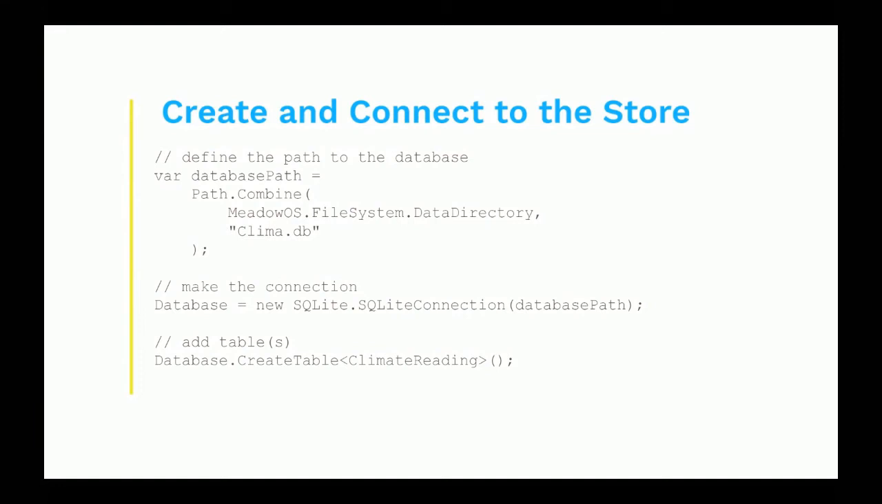Now let's take a look at the next step we talked about, creating and connecting to the store. You can see here that we create a database path and then pass that into a SQLite connection object that returns a database instance, and that instance is what we use to interact with the database from this point on. You can see here we use it to create a table based on our climate reading type. Once again, this is a somewhat simplified version. Let's go take a look at the Klima source and see how we're doing it there.